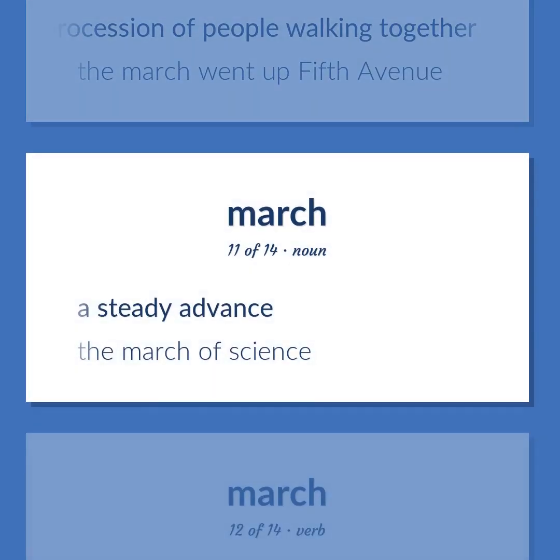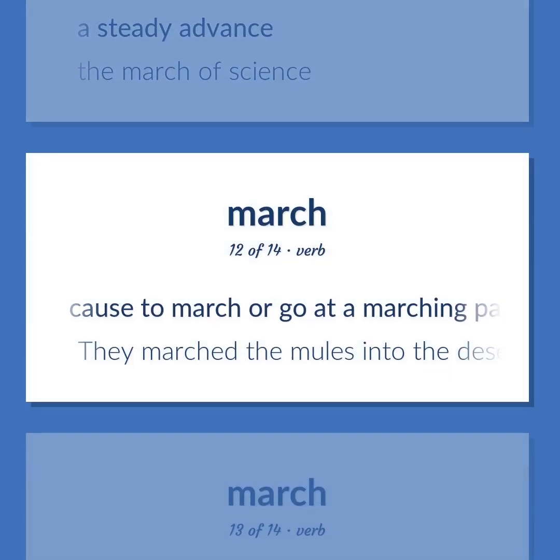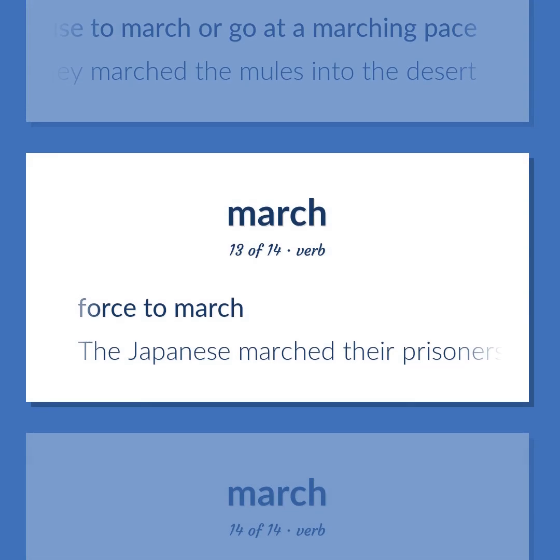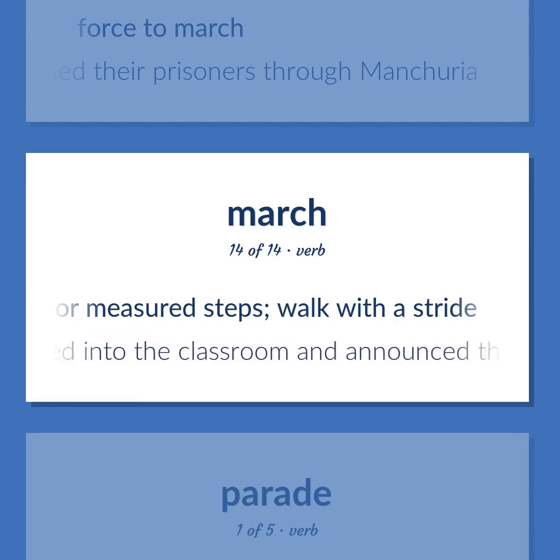A steady advance. The march of science. Cause to march or go at a marching pace. They marched the mules into the desert. Forced to march. The Japanese marched their prisoners through Manchuria. Walk fast, with regular or measured steps. Walk with a stride. He marched into the classroom and announced the exam.